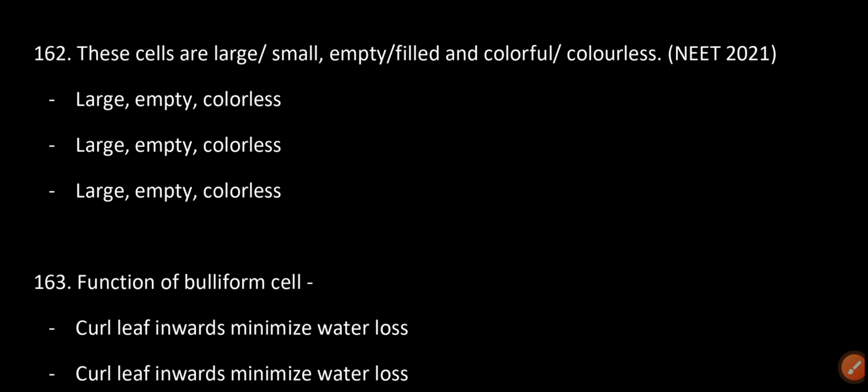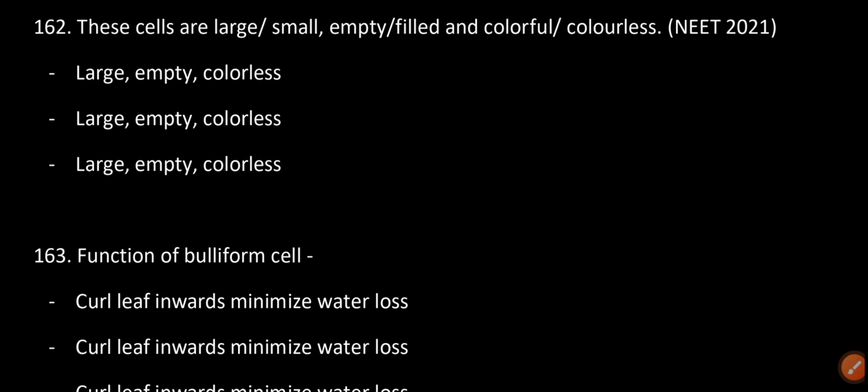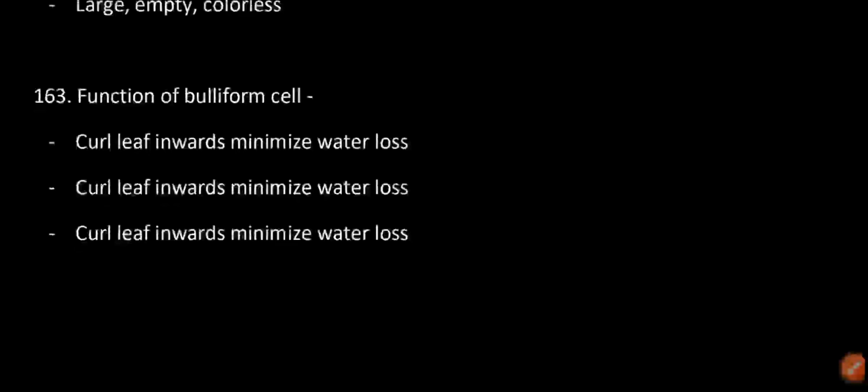These cells are large or small, empty or filled, and colorful or colorless. Large, empty, and colorless. Function of bulliform cell: curl leaf inwards, minimize water loss.